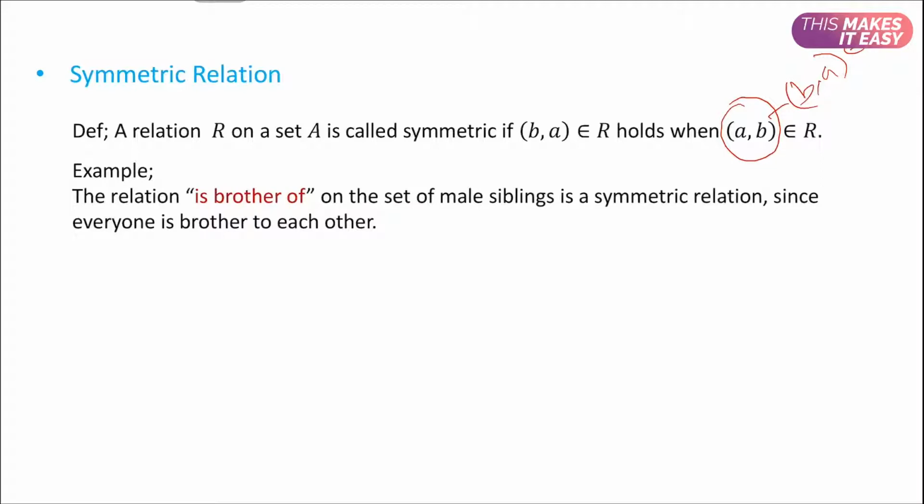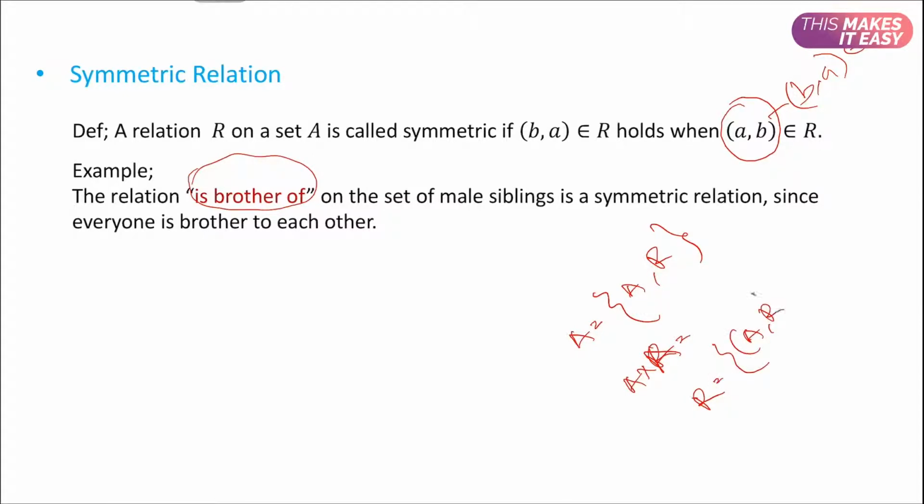Let's take an example. This is a real life example. "Is brother of." When we put this relation on a set of male siblings, it is going to be a symmetric relation since everyone is a brother to each other. For example, we have two brothers, Akhil and Rajesh. If we take the Cartesian product A × A, we will get some Cartesian product and we define a relation, brother of. So if Akhil is brother of Rajesh, Rajesh is also brother of Akhil. So we will get a relation like this.